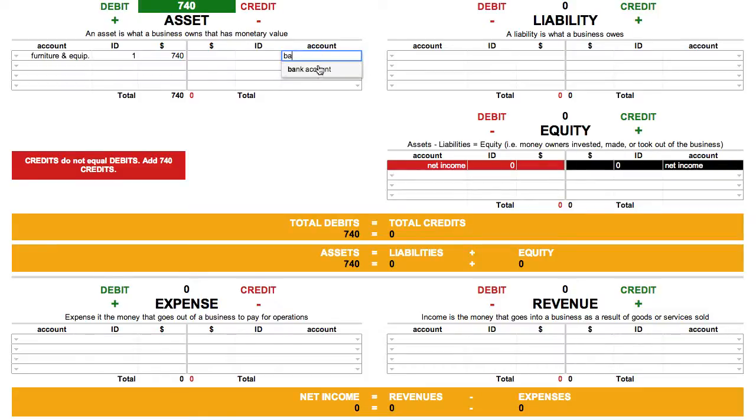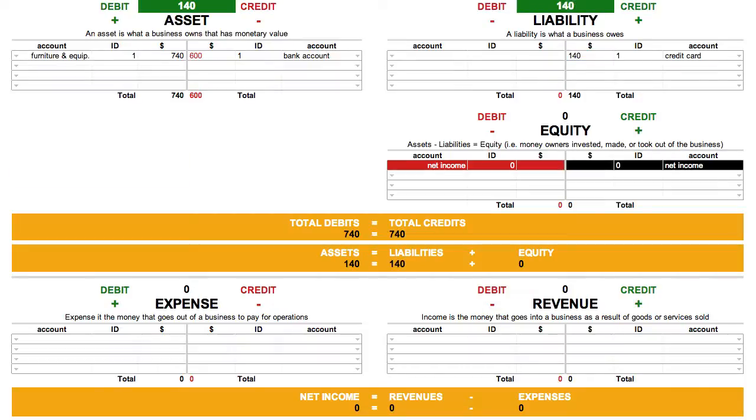We select the bank account, choose an ID of 1, and enter in $600. We then select the credit card account, choose an ID of 1, and enter in $140. What this transaction is saying is that Akko has increased her assets, this being the treadmill desk, by $740. And then she decreased her assets by taking out $600 from her bank and using her credit card for the remaining $140. So that's the journal entry, but what would it look like in accounting software?